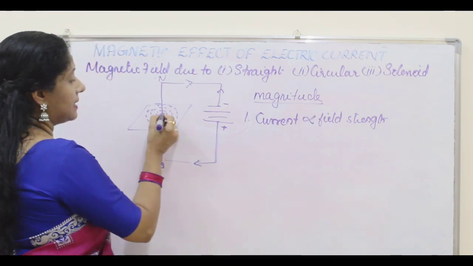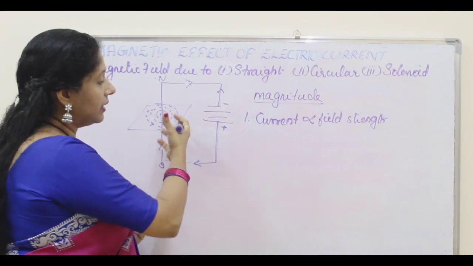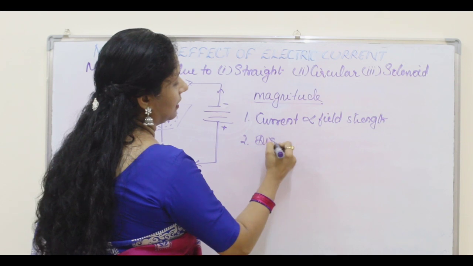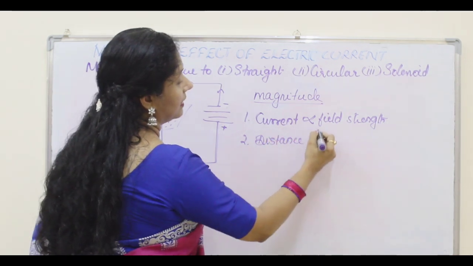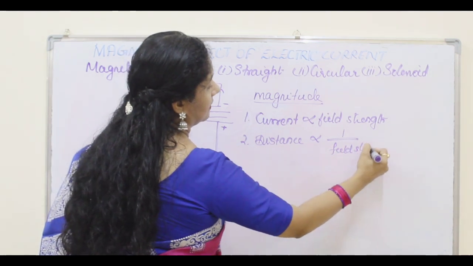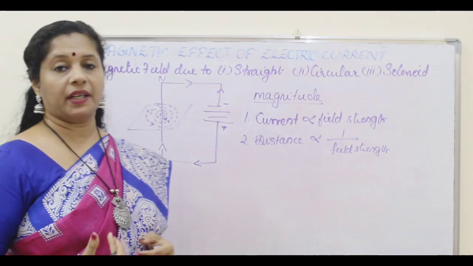Second, we know that as it is closer to the current carrying conductor, it is stronger. When it is moving away, it becomes weaker. So second, distance from the conductor, it is inversely proportional. That is, when it moves away from the conductor, the field strength decreases.